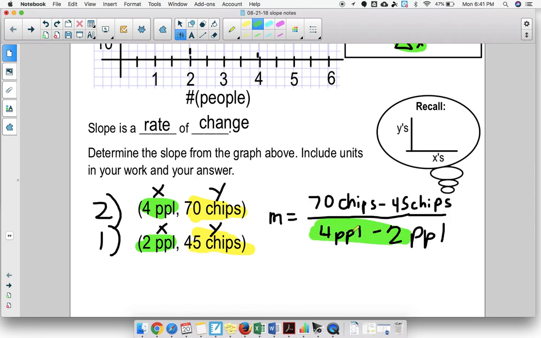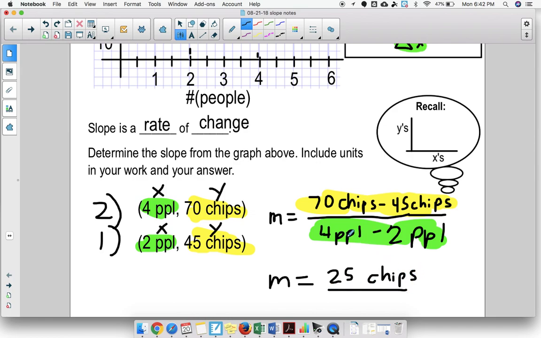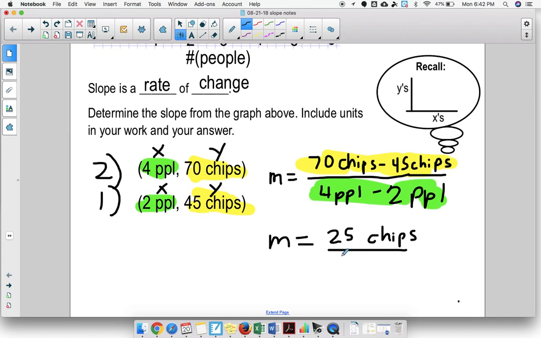So the green numbers, the X's go on bottom. The Y's, I always say the Y's rise to the top. The Y's go on top. So let's just simplify. So M equals 70 minus 45 is 25. And the unit is chips. And then in the denominator, it's 4 minus 2, which is 2 people.